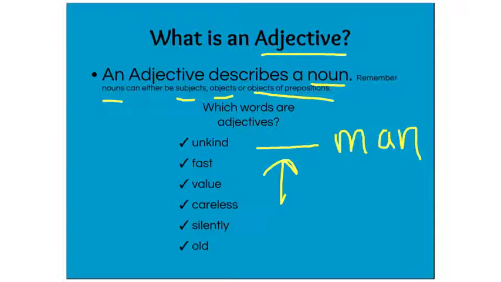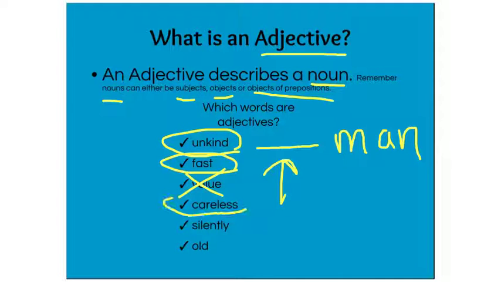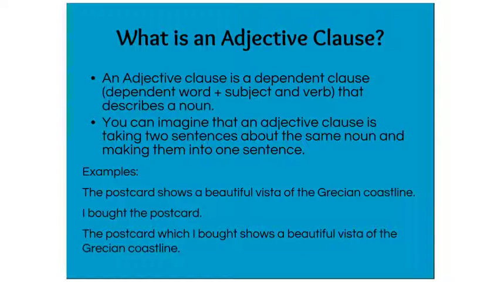Can we have an unkind man? Yeah, sure, it's an adjective. Can we have a fast man? Absolutely, another adjective. How about a value man? No, not an adjective. A careless man? Yes. How about a silently man? No, not an adjective. Can we have an old man? Absolutely. So that's a good way to test to see if a word is an adjective. So let's go on and talk about adjective clauses.